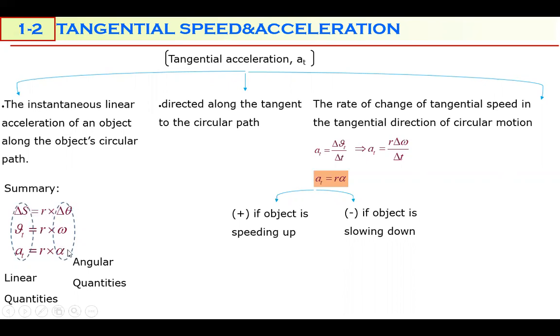These quantities are constant for a rigid object. Why? Because shape is not changing. These are the same for every different point, but every different point on this object does not have the same arc length, does not have the same tangential speed, does not have the same tangential acceleration. So proportional to r: longer r, greater arc length; longer r, greater tangential speed; longer r, greater tangential acceleration.